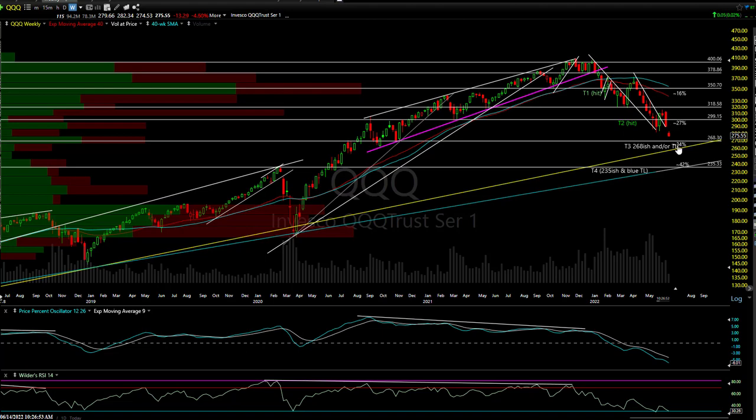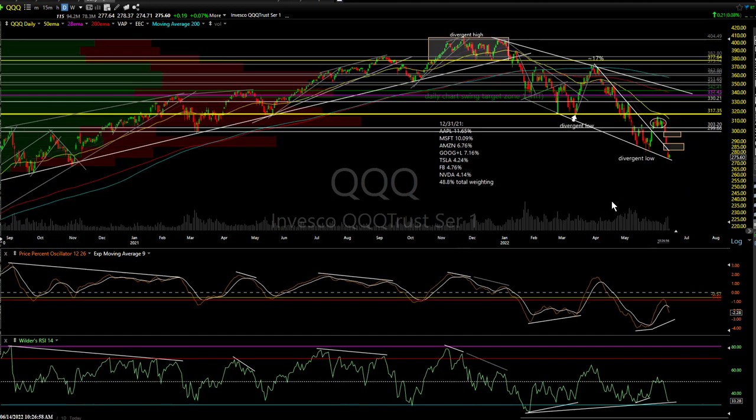All right, let's get to the rest of the charts here. So daily charts. On QQQ, again, here's a case that can be made that maybe we get a nice bounce starting this week, maybe tomorrow after the FOMC meeting. There's the divergent low 1, 17% rally. Divergent low 2, as I just pointed out, about 12, 13% rally, right?